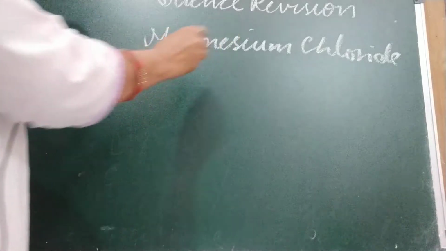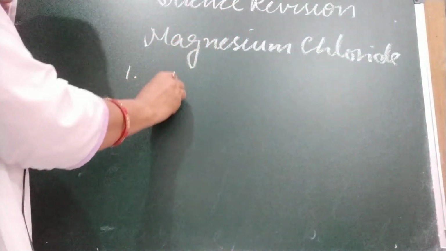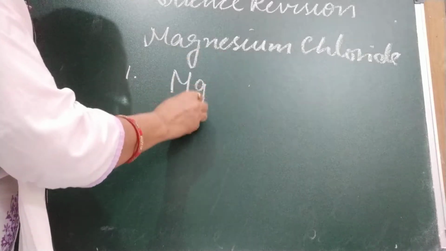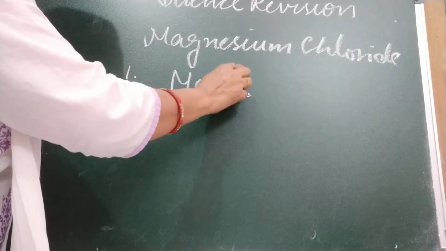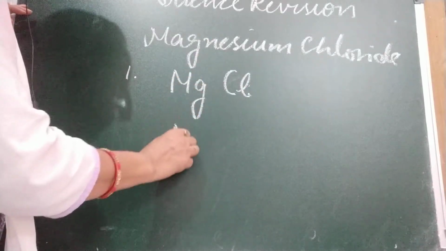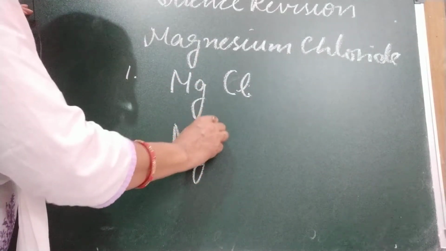First step, we are going to write down their symbols. Magnesium Mg, chlorine. Okay. Now second step, we will write their valencies. Mg2Cl1.